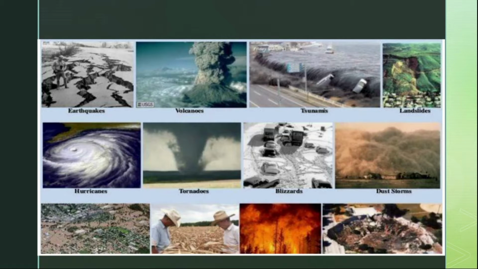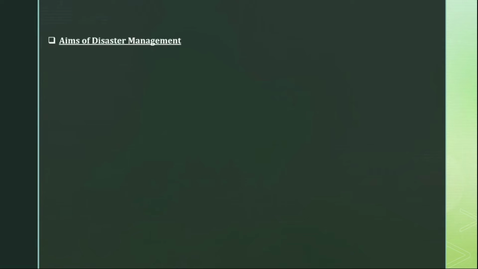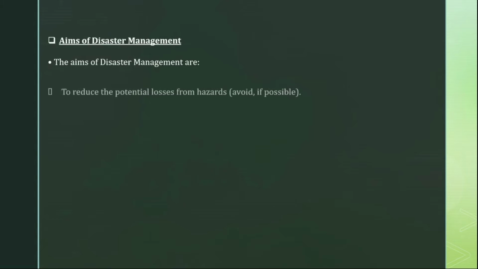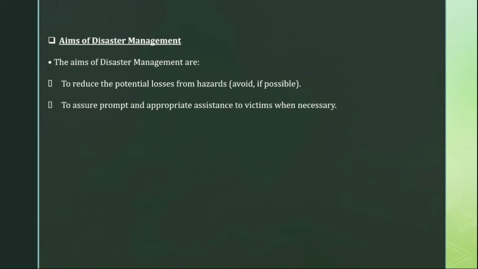The second aim is to assure prompt and appropriate assistance to victims when necessary. Okay, and the third one is to achieve rapid and durable recovery. These are the three main aims which we can say are used for disaster management. These are the three main aims which I already explained to you. Now next is the importance of disaster management.